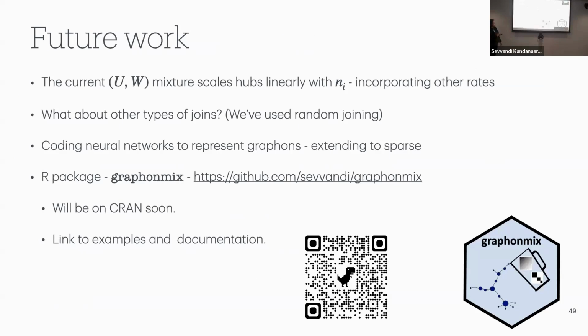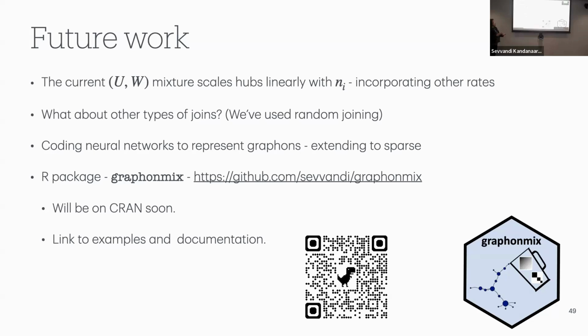So the R package is still on GitHub. I have put it to CRAN, but I've got to do some modifications and resubmit. So this is the sticker where we have the dense graphon and the sparse graphons in a jug, and out pours the mixture graph. Is that a thing? And it's called Graphon Mix.